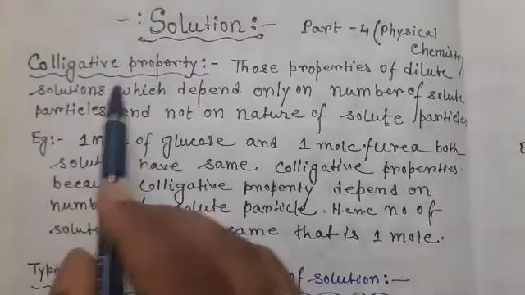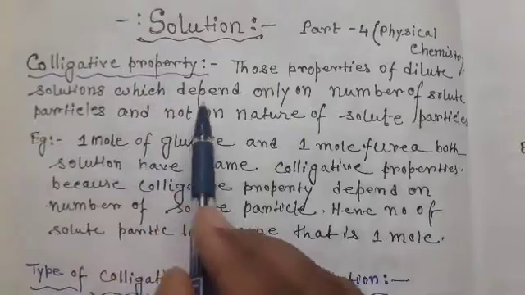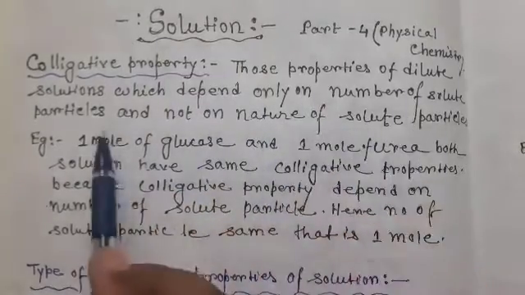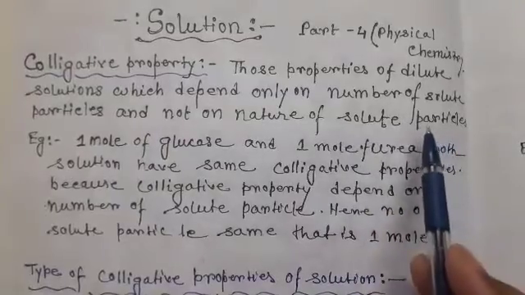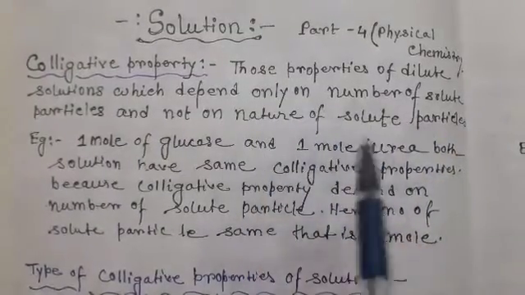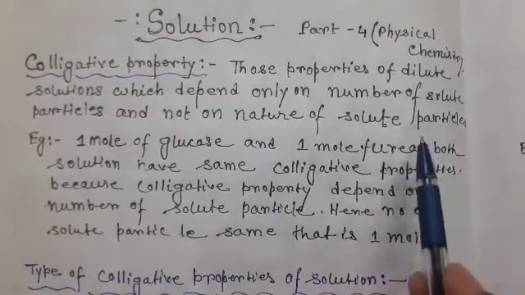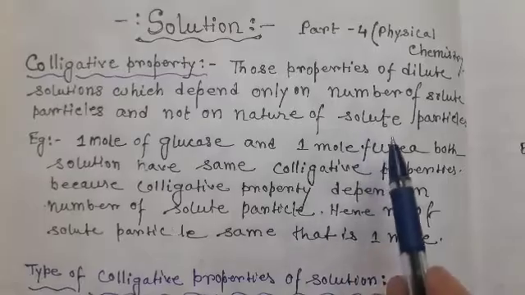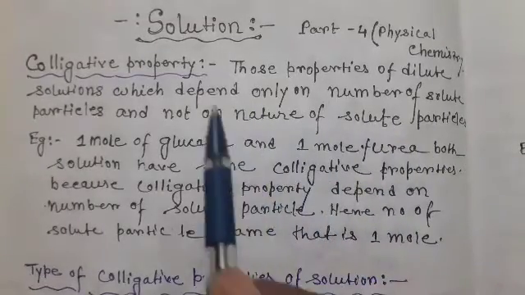What are colligative properties? Those properties of dilute solution which depend only on the number of solute particles and not on the nature of solute particles. That means colligative properties only depend on the number of solute particles. They do not depend on the nature of solute particles. If the nature of the solute particle changes but the number of solute particles is the same, the colligative properties are also the same.